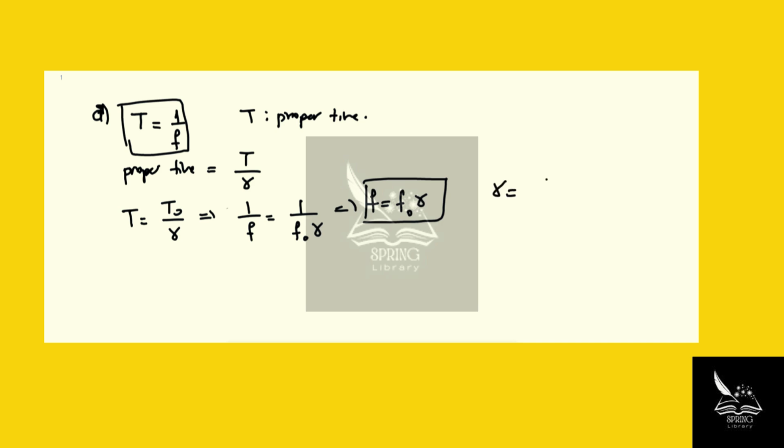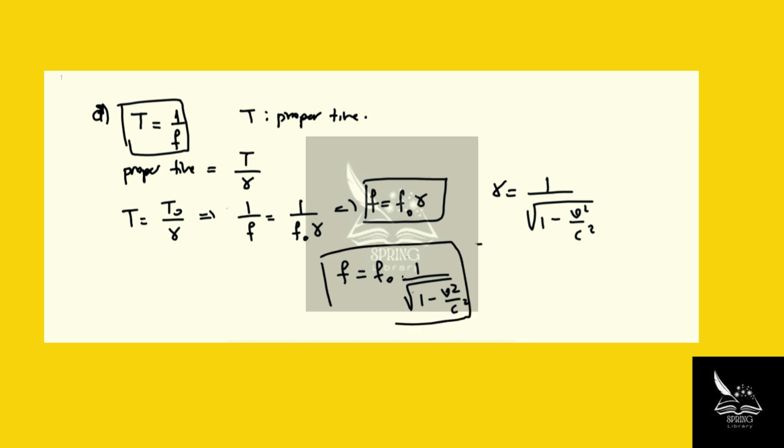Gamma being, let's remember what gamma was, 1 over the square root of 1 minus V squared over C squared. If you plug it into this equation, then the frequency is going to be F naught times 1 over the square root of 1 minus V squared over C squared, right? So we know that the gamma factor is always greater than 1. Going back to this equation, that means our F is always going to be greater than F naught. That's also something that is asked in part A of the problem.